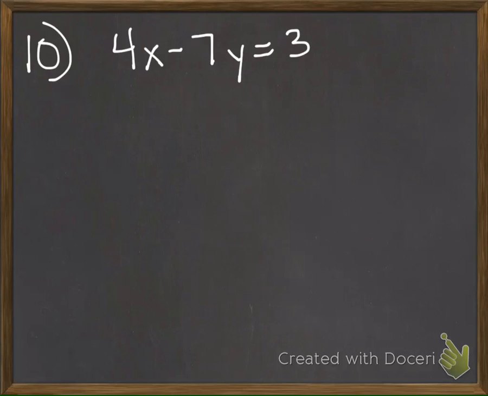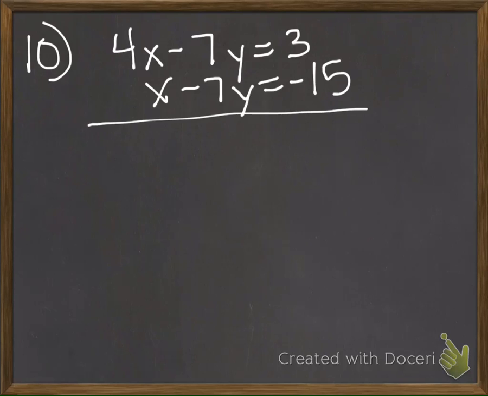Back to number 10. The problem is 4x minus 7y equals 3, and x minus 7y equals negative 15. So this time, we're not going to change the signs because that's what messed us up before. We're just going to understand that they change, okay? So to be able to eliminate, if you look at your x's and your y's, the x's are not equal, but your y's are.